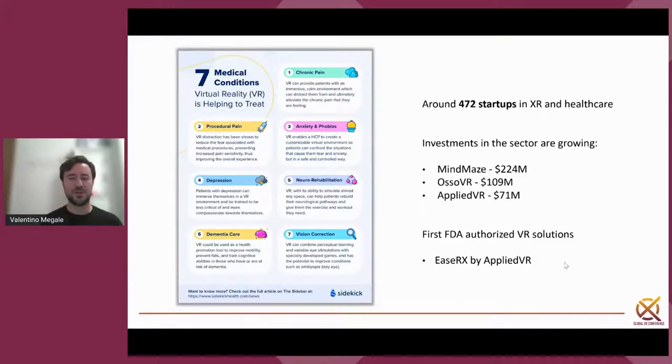Just to acknowledge how mature the field is, we have past decades of research and years of clinical pilots that already led to the FDA in the US being able to authorize a virtual reality solution to be prescribed to patients. Today in the US, with content like EaseVRx by AppliedVR, you can go to your doctor with drug-resistant chronic pain, and the doctor can prescribe you virtual reality, which is amazing, groundbreaking, and quite impossible even a couple of years ago. This is a great step forward.